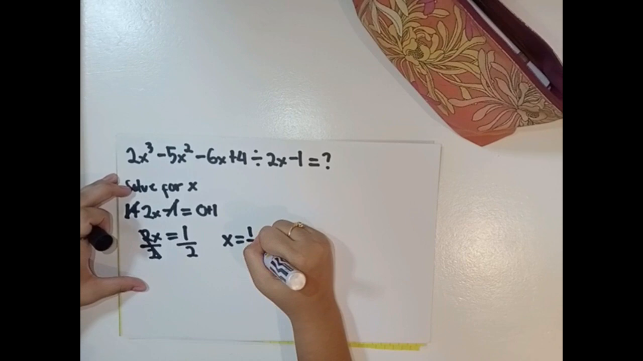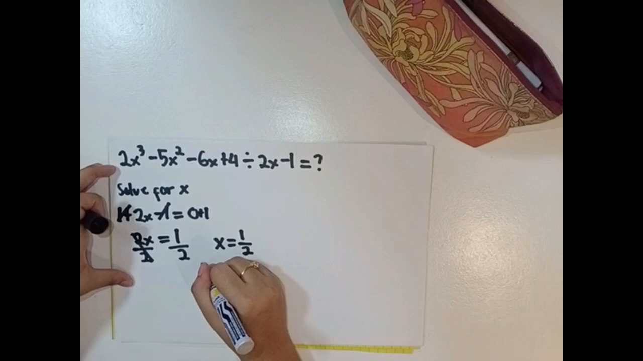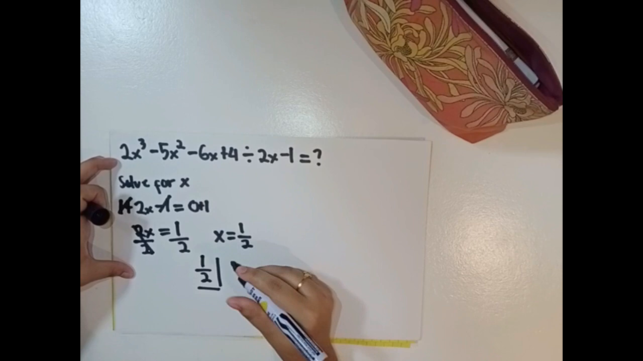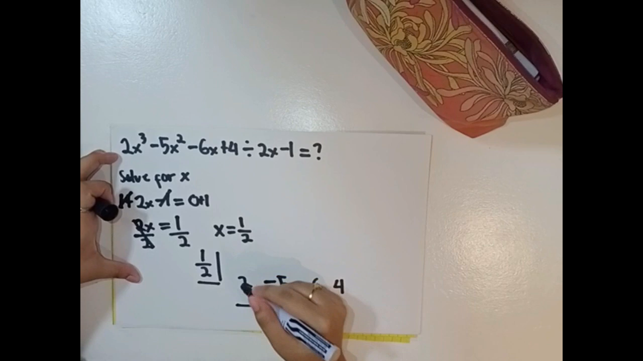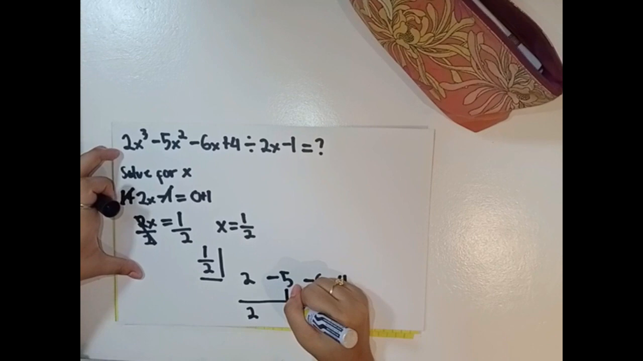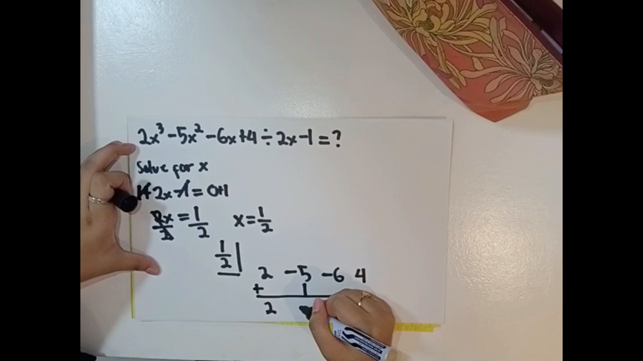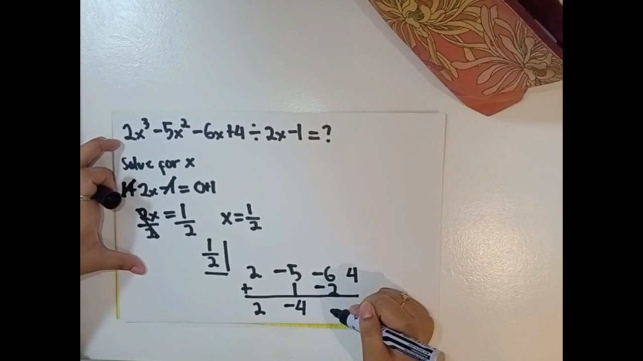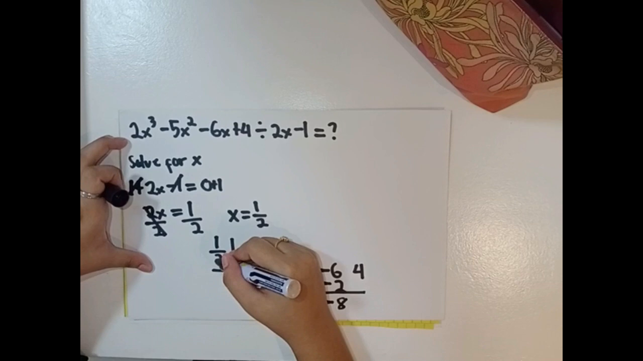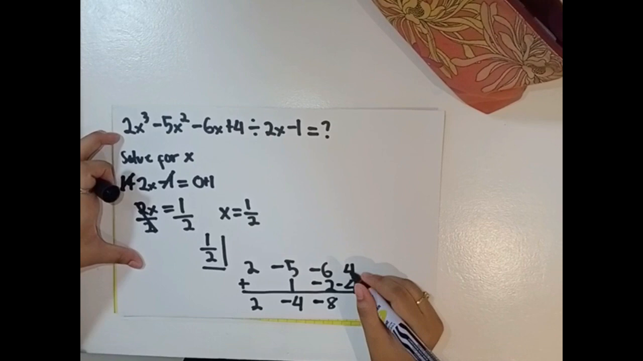Bring down all the coefficients. 2, -5, -6, 4. Bring down 2. 2 times 1/2 is equals to 1. -5 plus 1 is equals to -4. -4 times 1/2 is equals to -2. -6 plus -2 is equals to -8. -8 times 1/2 is equals to -4. 4 plus -4 is equals to 0.